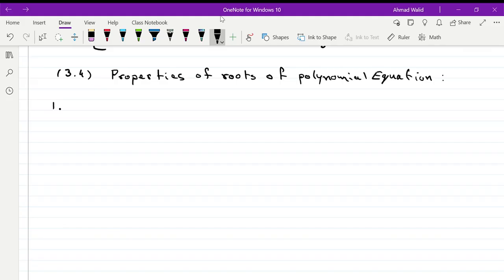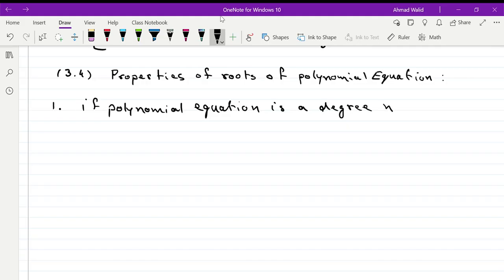if a polynomial equation is a degree n, then the equation has n roots. If your polynomial equation has a degree n, you have n roots.